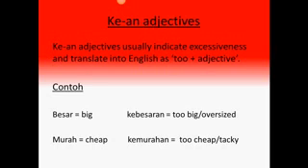Kaan adjectives, okay, the describing words, usually indicate excessiveness and translate into English as too plus the adjective. So looking at some examples, some contoh. Our first one, besar, the base word is big. Kebesaran, to be too big or oversized. Murah is cheap. Kemurahan, too cheap or tacky.